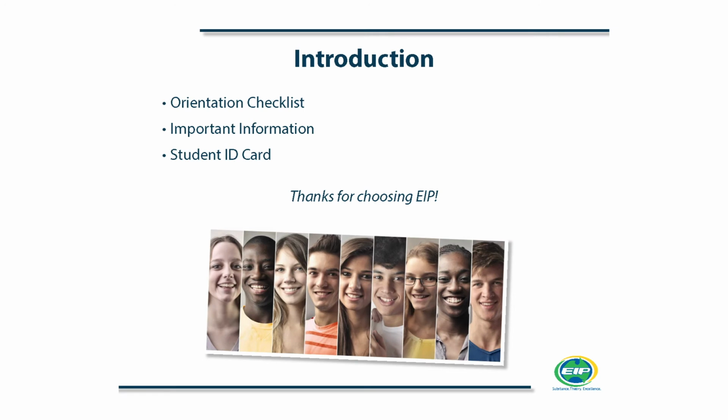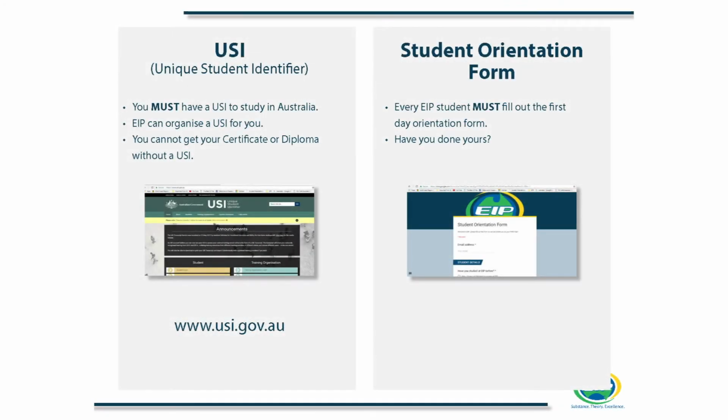As part of orientation, at some point you'll be receiving the following documents. There will be an orientation checklist so that you know exactly what information has been discussed today. You'll also get some important information about your course and a calendar, and you will be receiving a student ID card. As part of enrolling at EIP, there are other documents that we need to take care of as well.